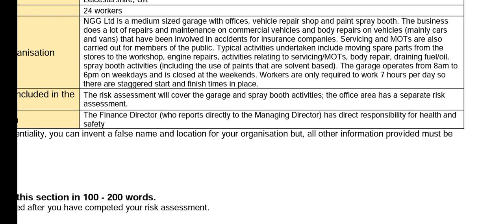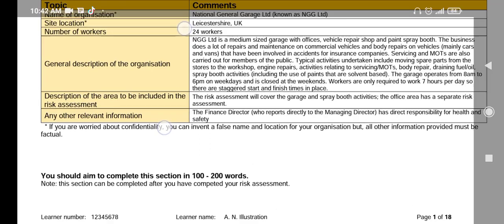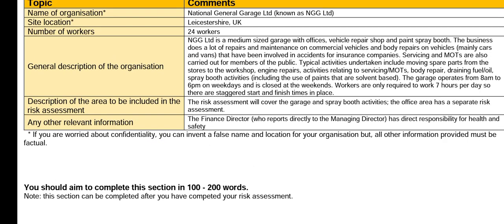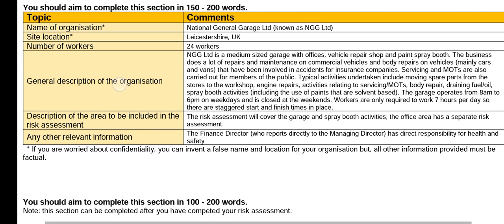So in the general description of the organization, we write three things. The first one is the products and services provided by this garage. The second one is the activities carried out in this workshop. And the third one is the shift pattern. Please remember these activities. Our second part, the risk assessment part, has hazards, and we will take the hazards from these activities. If you mention more activities, it will be easy for you to identify the hazards.